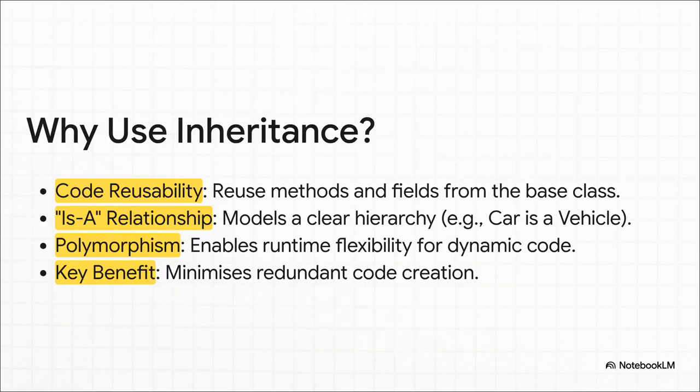So the huge takeaway here is that inheritance isn't just about saving a bit of typing. It's about creating a logical structure in your code. It formally establishes that a car is a kind of vehicle, and that "is a" relationship is the foundation for writing incredibly flexible code, which is something you'll see in action when we get to the magic of polymorphism.